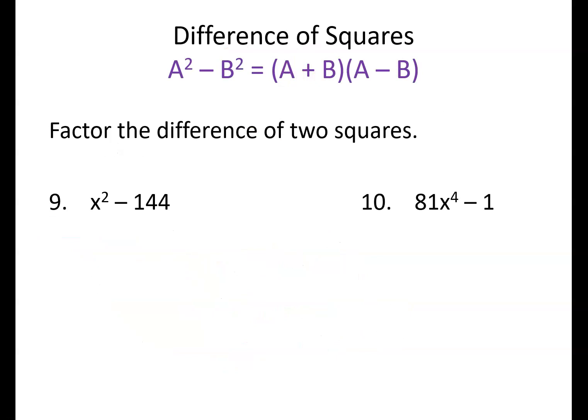But if it is a difference, so you've got subtraction between your perfect squares, you can factor it. And these are very easy to factor. It factors into two binomials. So you're going to take the square root of the first term and it goes in the front of each set of parentheses. You take the square root of the second term and it goes in the back. And the signs will always be one positive, one negative. They'll always be different signs. It doesn't matter which sign you put first.